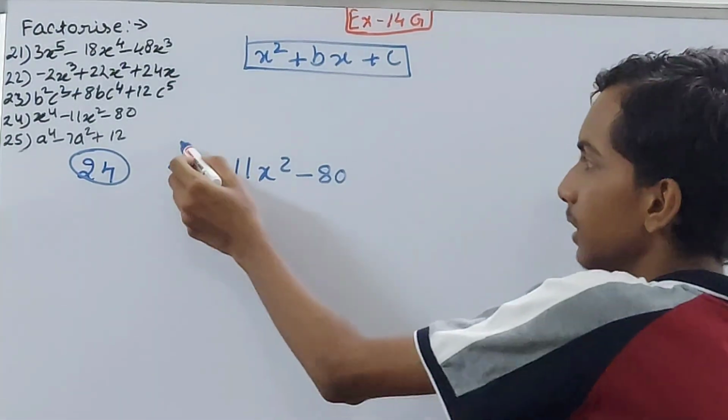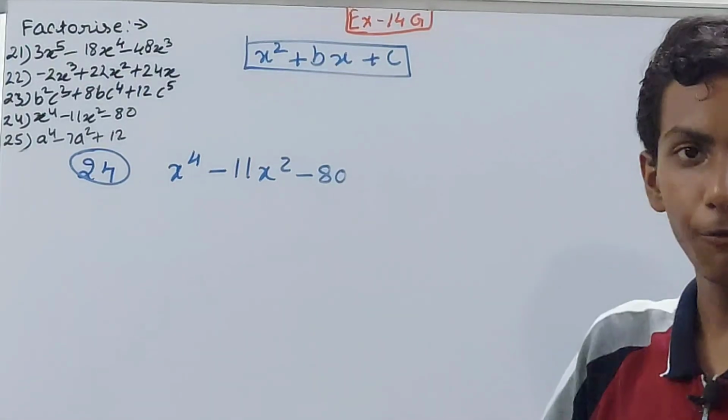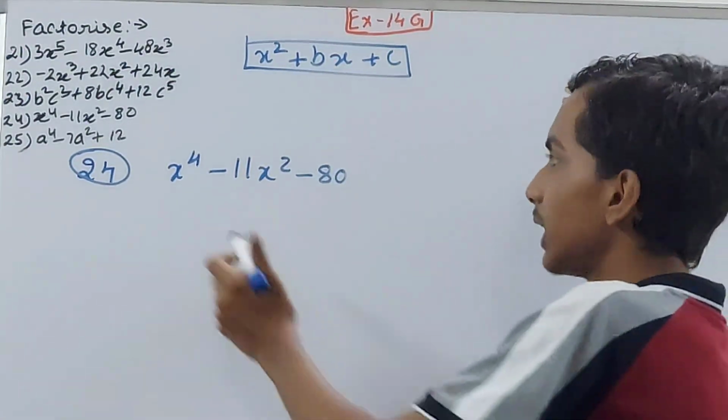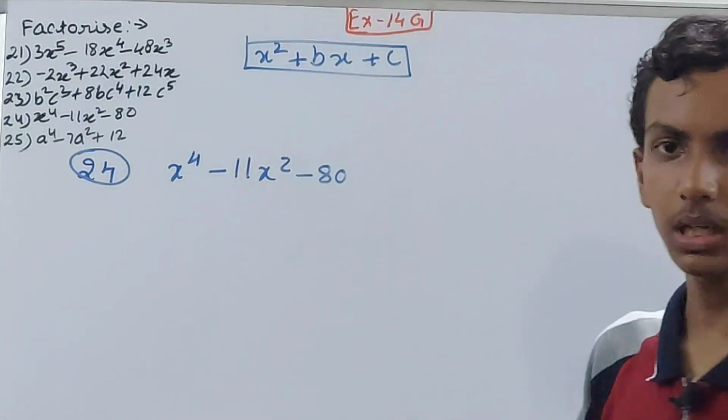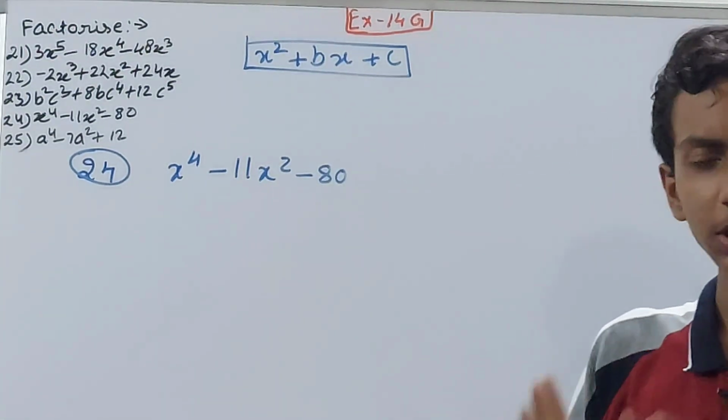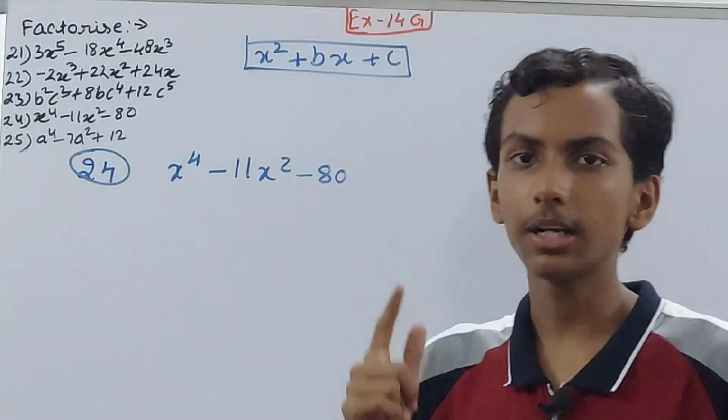But what is the degree? It is 4, but we have to bring it down to 2. Now we cannot take anything common either, because there is x to power 4, x square, and nothing else, so we cannot move with the first step, that is common. So for solving these types of questions, there is a different way.